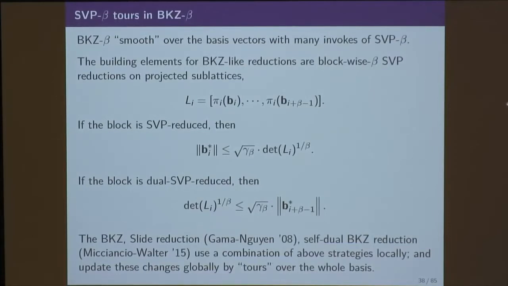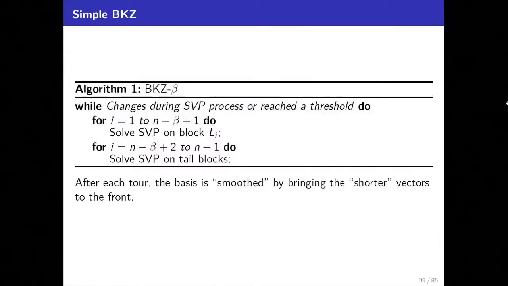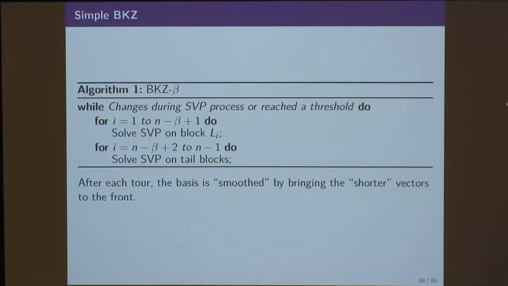Globally, it does many tours, and for each tour, it smooths down the basis vectors by many invocations of SVP beta. Those are just some mechanisms of the BKZ algorithm. A very simple BKZ algorithm follows this description. Assume this is a lattice of dimension n. Then I simply do SVP on block size beta for each consecutive index starting from 1 up to n minus beta plus 1.